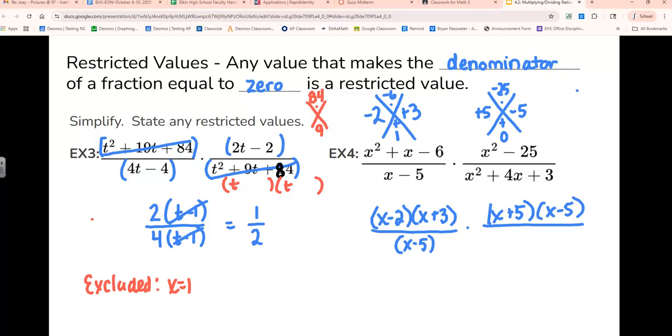And then my last one here, I've got a positive 3 that I need to multiply to get, and a 4 that I need to add to get. What numbers could I use there? 3 and 1. So positive 3, positive 1. So x plus 3, x plus 1.